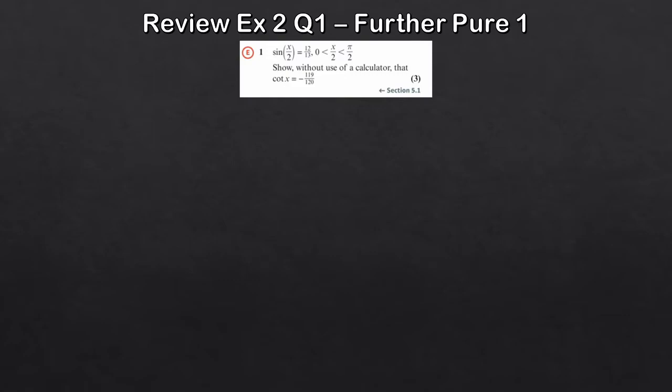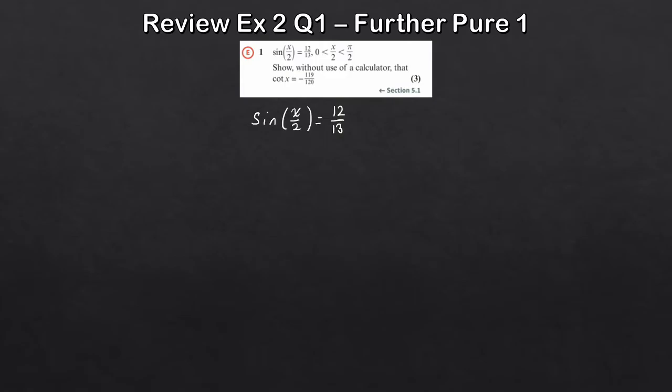Show without use of a calculator that cot x is equal to minus 119 divided by 120. So the first bit of information is we're told sine x over 2 is equal to 12 over 13. So the question is, how do we go from this to cot x? Well, the first thing I'd think about here, and again, like I said, it's a common theme throughout this whole chapter, is your trig identities. If I can get a hold of cos here, then we can work out tan x over 2 being sine x over 2 divided by cos x over 2. And then once we've got tan, we can work out cot as being 1 over tan x over 2.